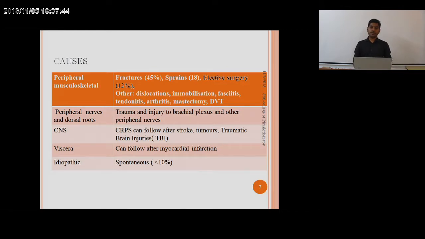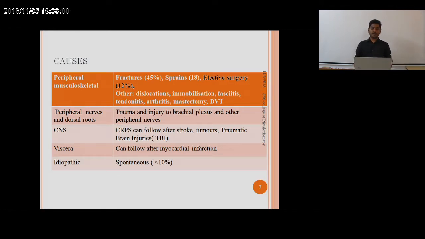When it comes to immobilization, most fractures are stabilized by plaster of Paris, and that has been found to be one of the causes for complex regional pain syndrome, where winding the plaster of Paris too tight is going to trigger the sympathetic nervous system.